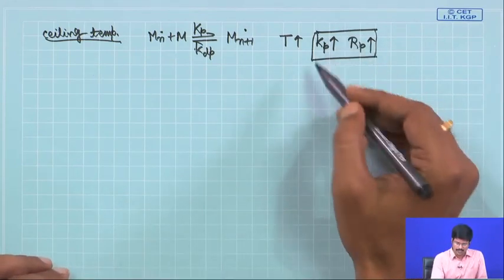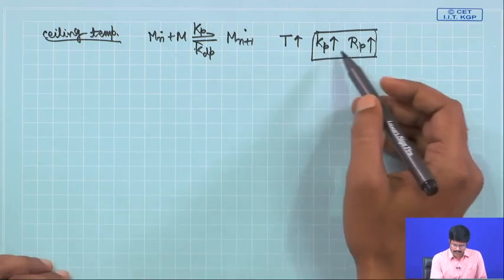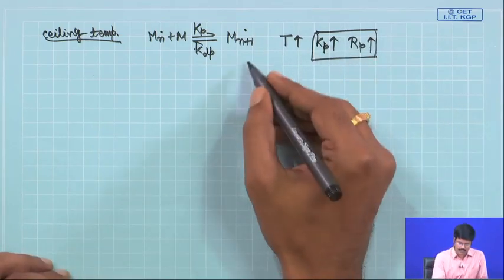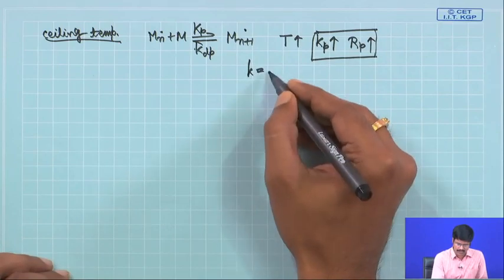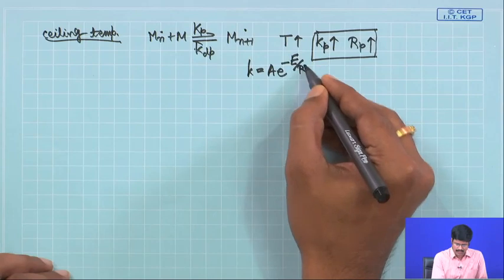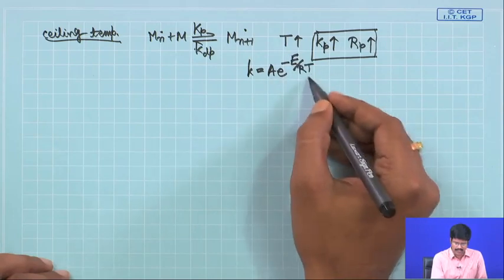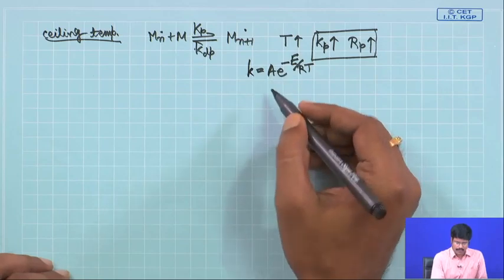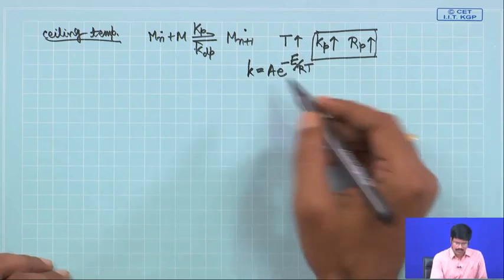So, what do we mean by this? If we increase the temperature, of course, Kp, the rate constant, will increase, because a rate constant can be expressed as A into e to the power minus E by RT, where E is the activation energy, T is the temperature of reaction and A is the collision frequency factor.